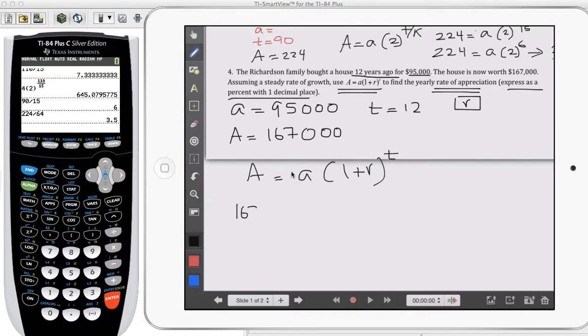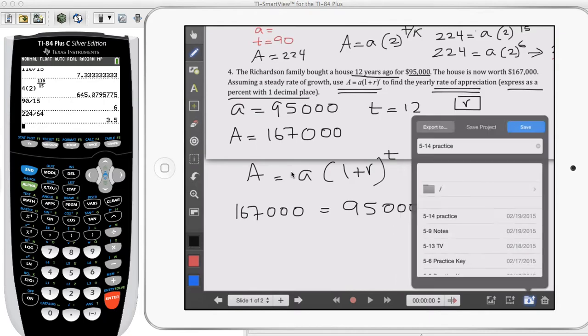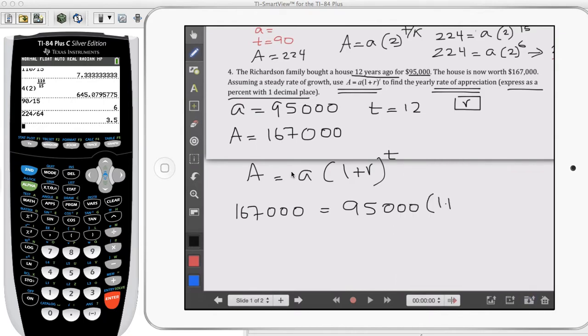Now 167,000 equals 95,000 times (1 plus R, which I don't know) to the power 12. Now to solve something like this, if R is inside the parentheses, you have to isolate the R. So you can start by dividing both sides by 95,000.